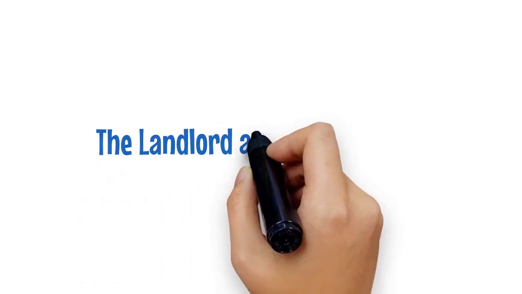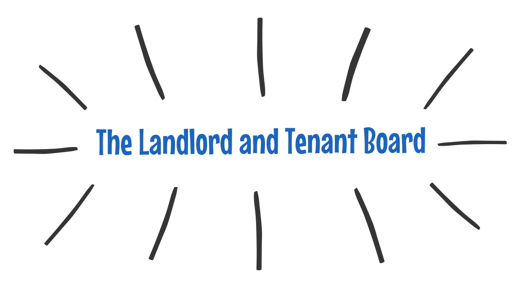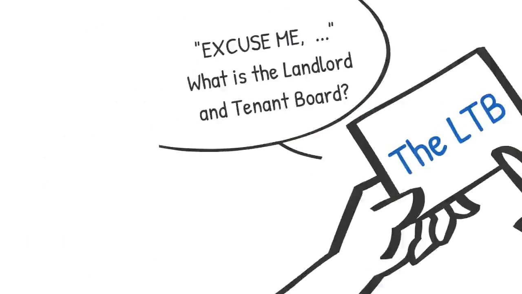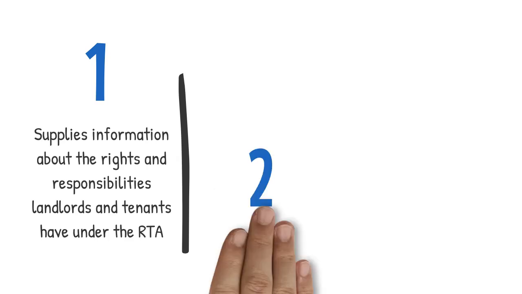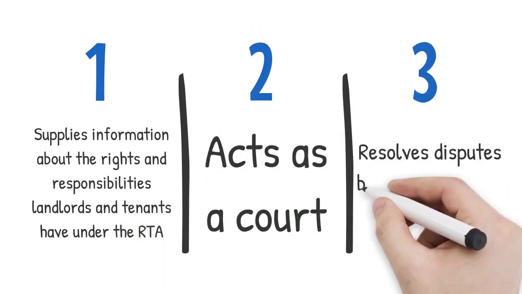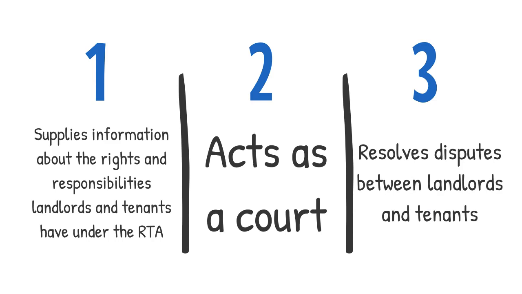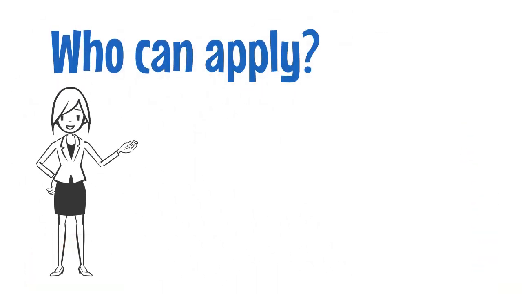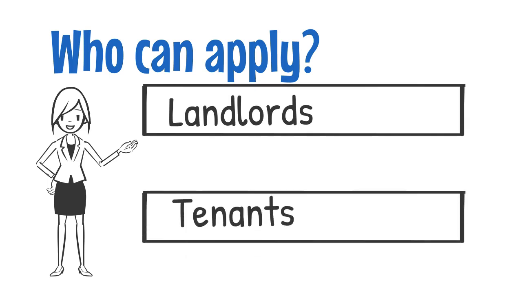The Landlord and Tenant Board. What is the Landlord and Tenant Board? The Landlord and Tenant Board not only supplies information about the rights and responsibilities landlords and tenants have under the Residential Tenancies Act, it also acts as a court and resolves disputes between landlords and tenants. Both landlords and tenants can apply to the Landlord and Tenant Board to resolve a dispute.